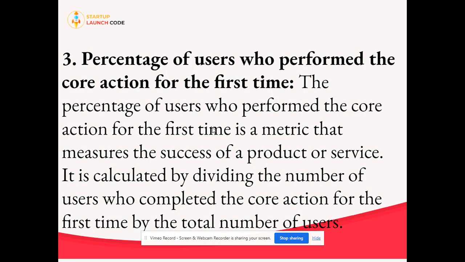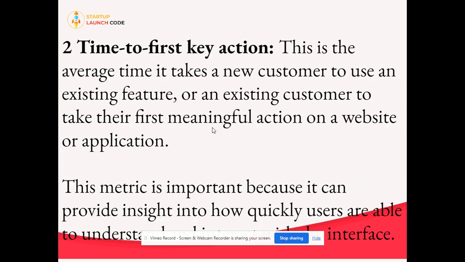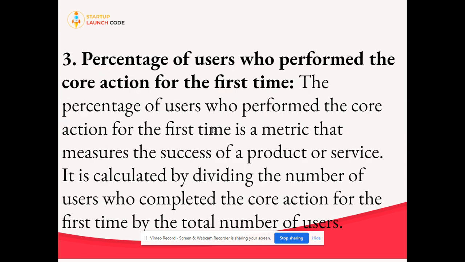Then the next important metric you need to watch out for is the percentage of users who perform the core action for the first time. Now you shouldn't mistake these two metrics. This is the time taken to perform the key action, while this is the percentage of those who performed that action. So it's two different things. This is measuring the time, and this is measuring the percentage of people who perform that action for the first time. The percentage of users who perform the core action for the first time is a metric that measures the success of a product or service.